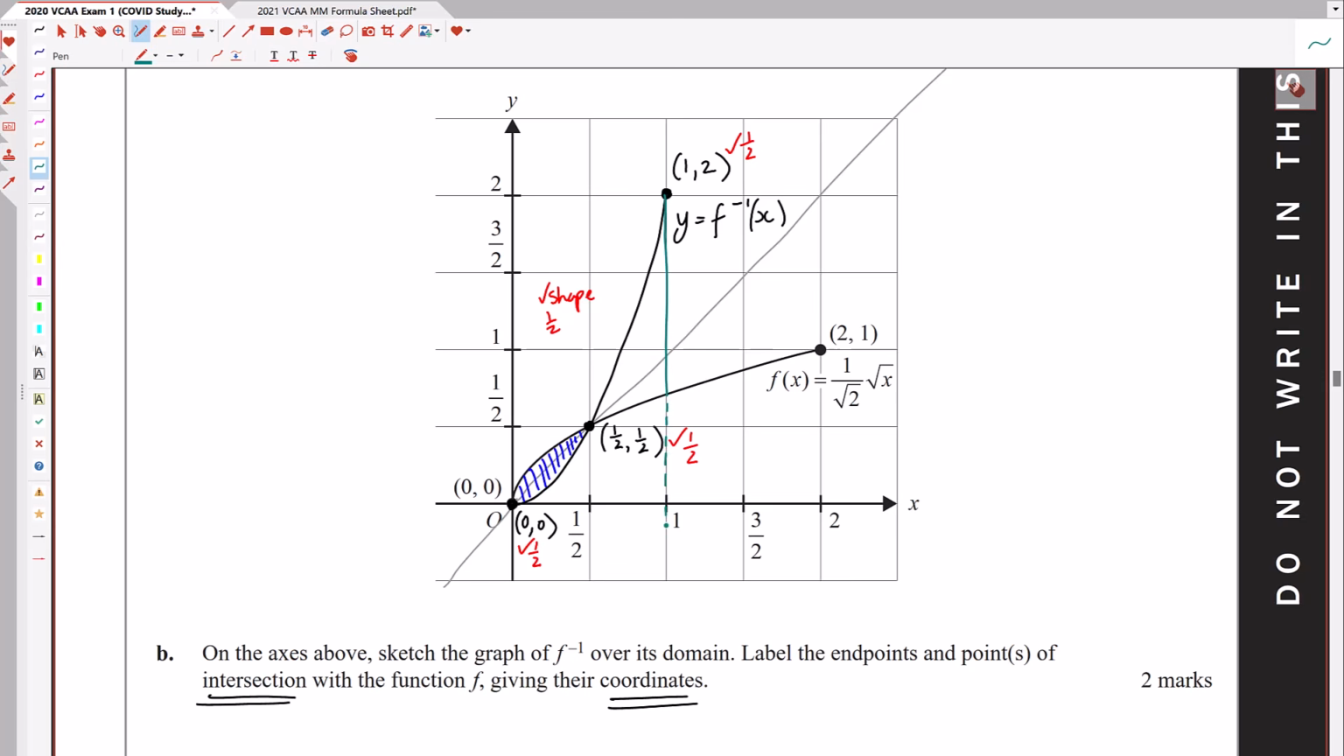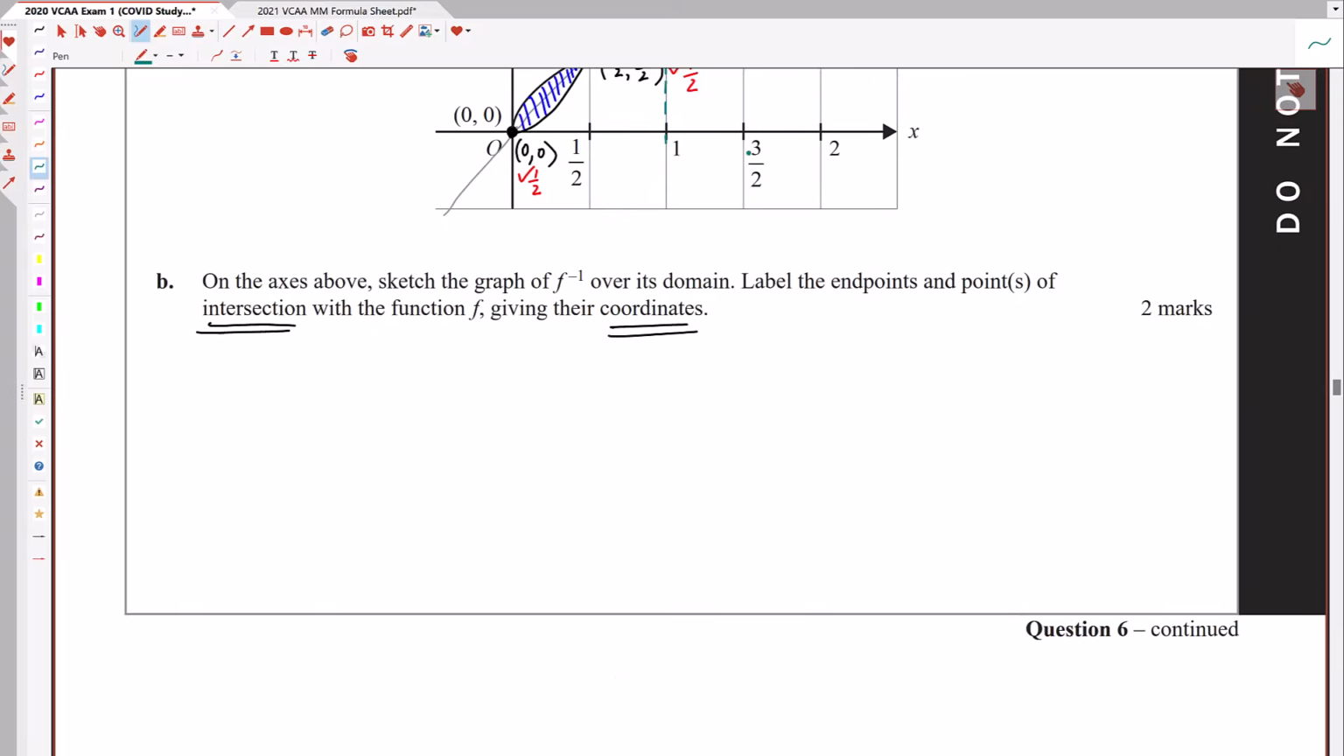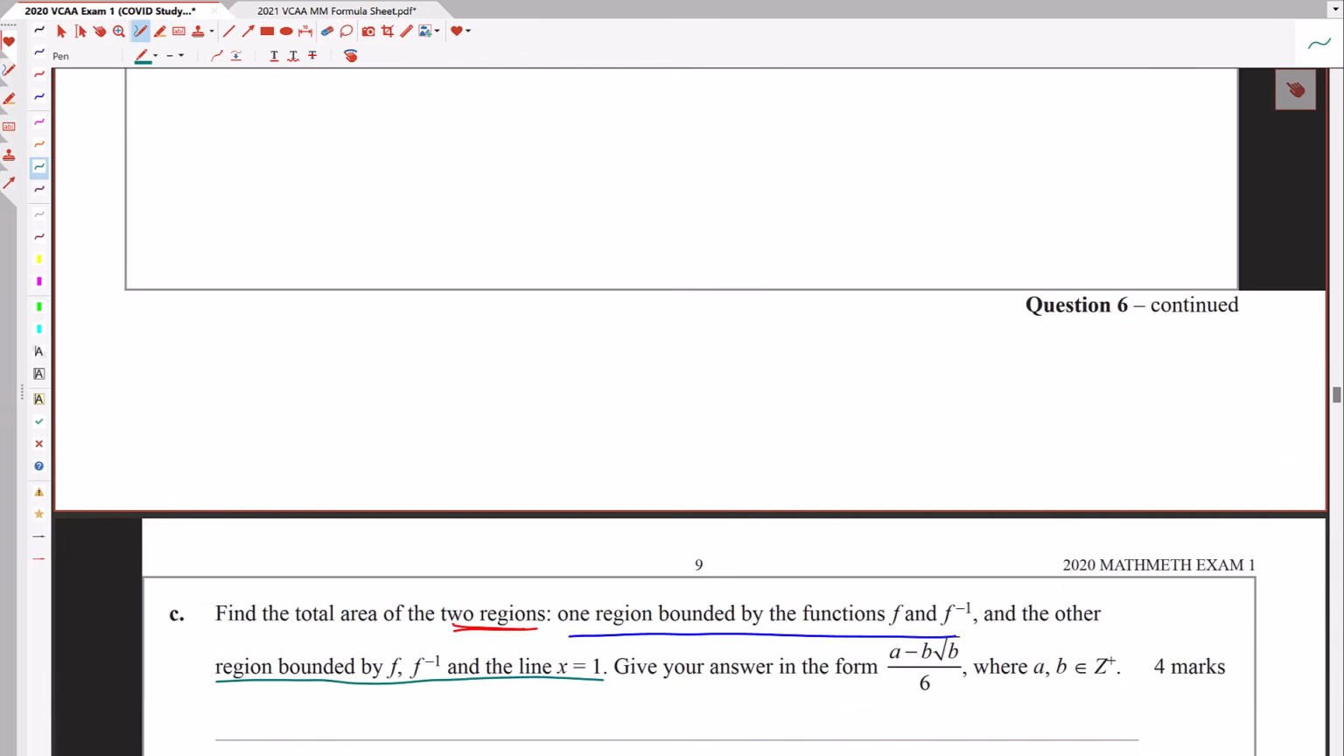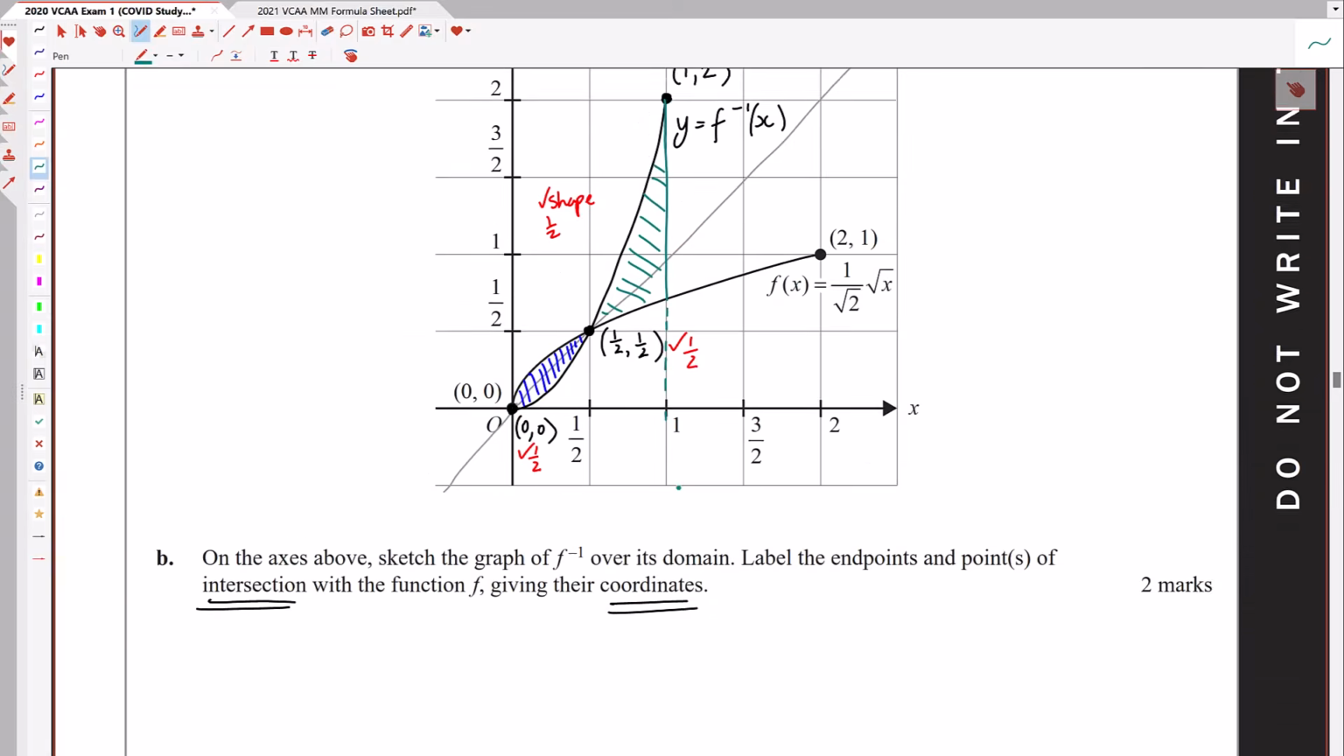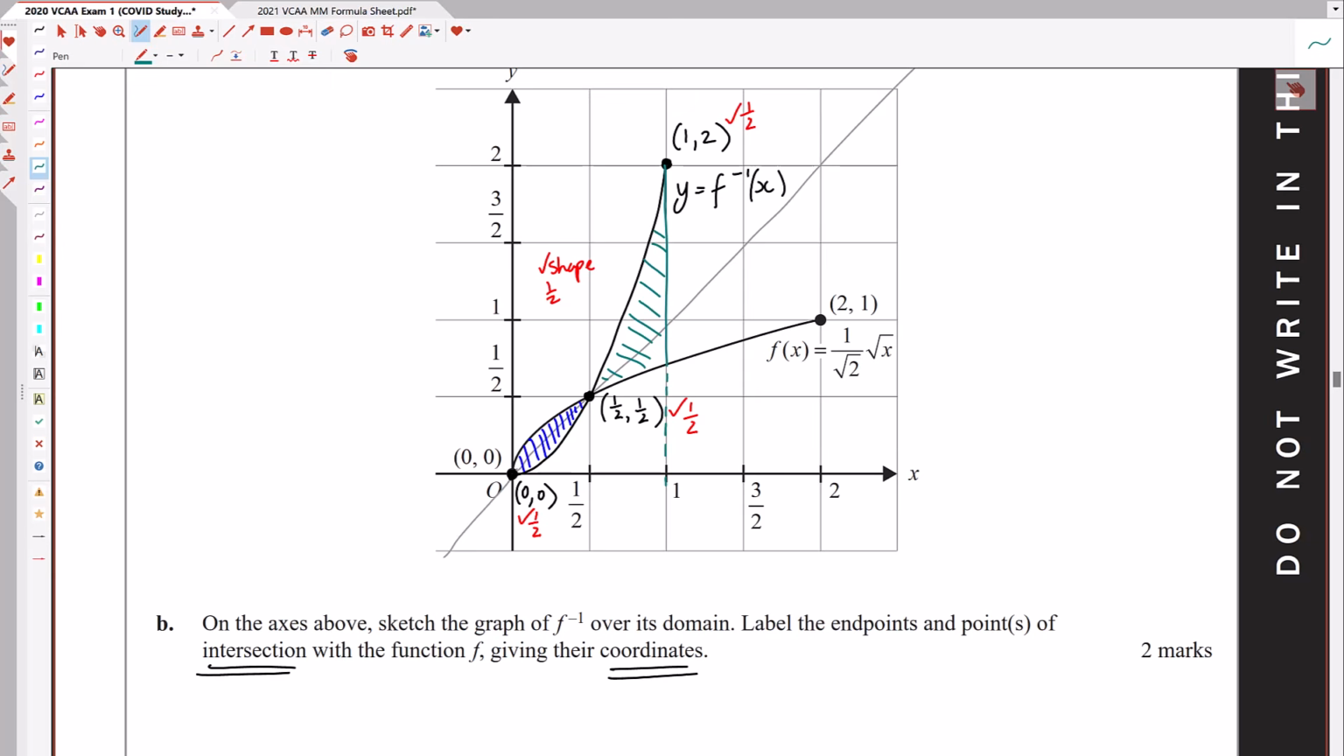And so we want to be bounded by the 2 graphs and that line, and so we're talking about that region in there. So we want to find the total area of the 2 regions. So we want to find the sum of both of those areas. Okay, so they're both relatively straightforward integrals.